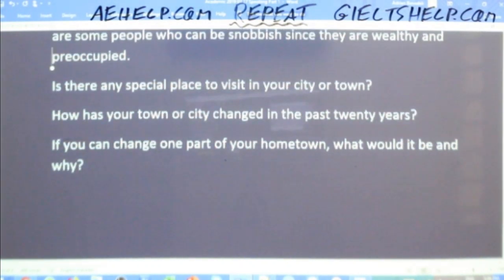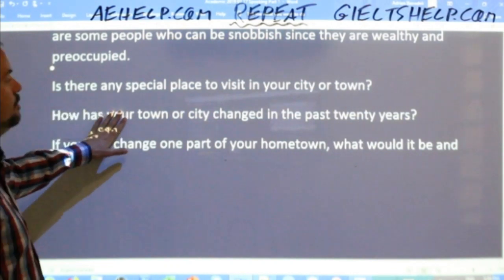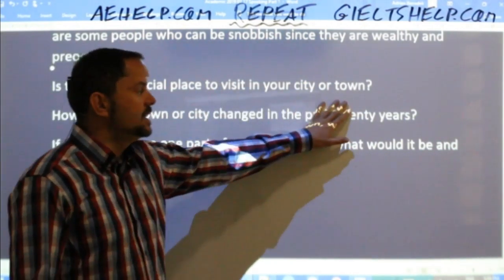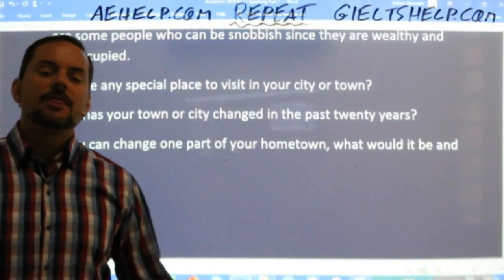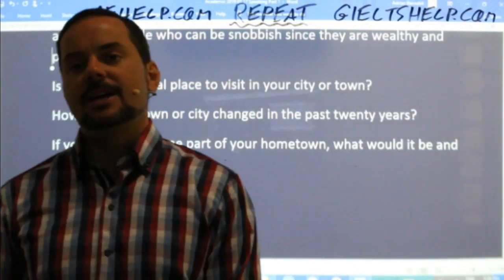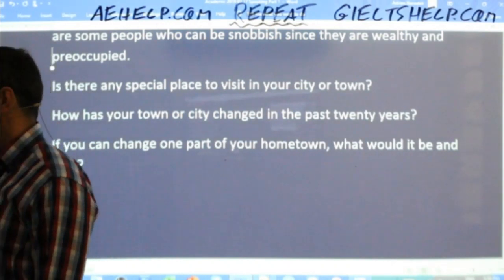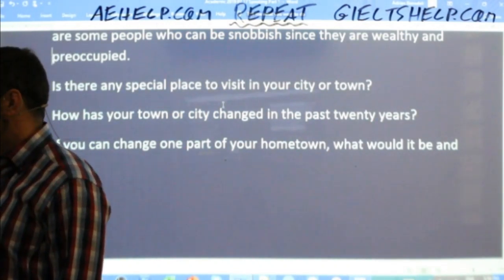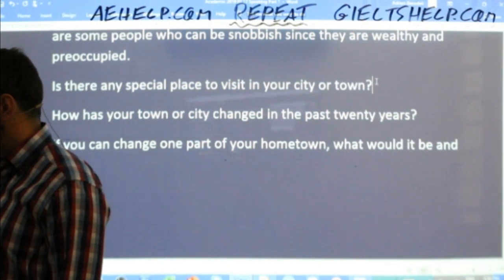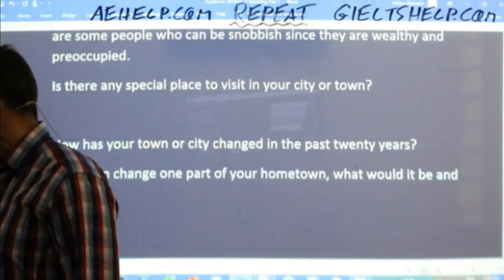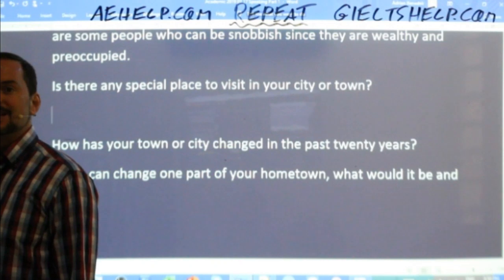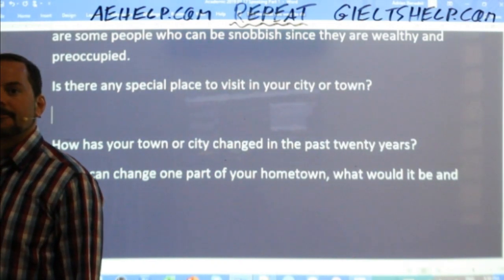Here we go. Next question. Is there any special place to visit in your city or town? Think of an easy answer. Okay. Is there any special place to visit in your city or hometown? Again, when you see new vocabulary, students, like snobbish, make sure to write it down.